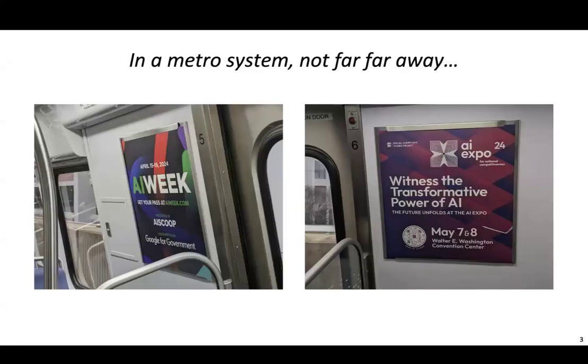If you're not aware, we're in the era of AI. This is a picture I took yesterday on the Metro, not far away from where we are right now. Two of the events happening in the next month are AI weeks, and then the transformative power of AI in the government that everyone is talking about. If you look at proposals or papers, probably everyone is going to mention AI or machine learning at some point.